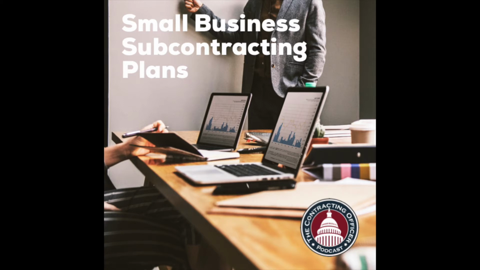We're talking about small business subcontracting plans today, and a subcontracting plan is a formal plan approved by the government, by the contracting officer, who, of course, is the approver for most things government acquisition. A subcontracting plan describes how the prime contractor intends to award to subcontractors, particularly to small businesses.